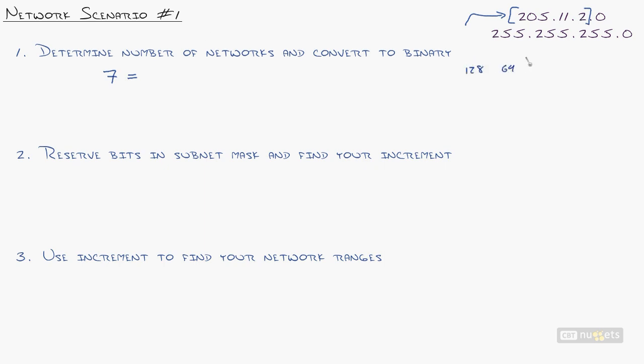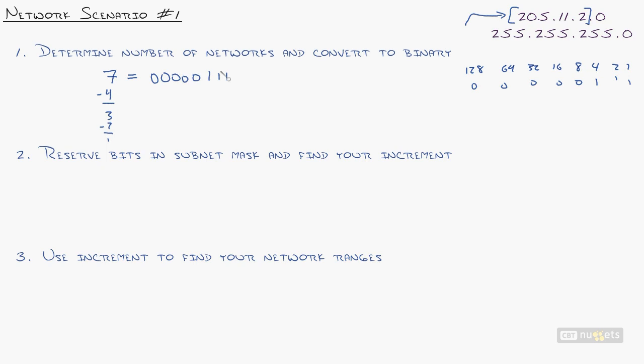128, 64, 32, 16, 8, 4, 2, 1. Those are the place values. So I'm going to look, quick and easy. No, no, no, no, no, yes. So 7 minus 4 is 3. So yes, I can take a 2. That leaves me 1. So yes. So the binary equivalent of 7 is 0, 0, 0, 0, 0, 1, 1, 1. Right? Good. That's step 1.